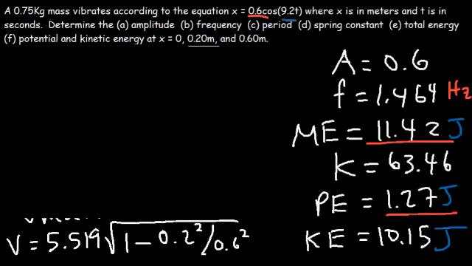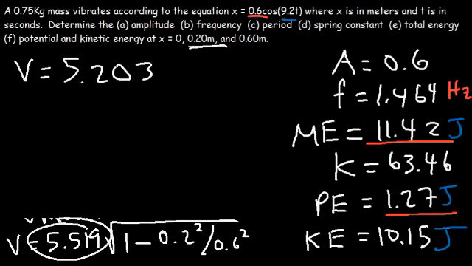0.2 squared divided by 0.6 squared is basically 1/9, which is 0.1 repeating. 1 minus that is 0.8 repeating. Take the square root, and then that's 0.9428 multiplied by 5.519. So v at this position is about 5.203. It's slightly less than the maximum velocity.